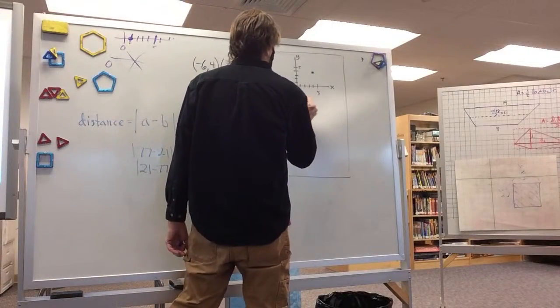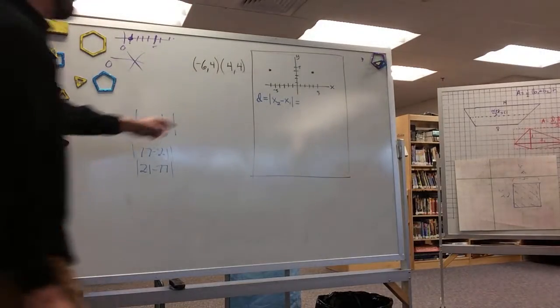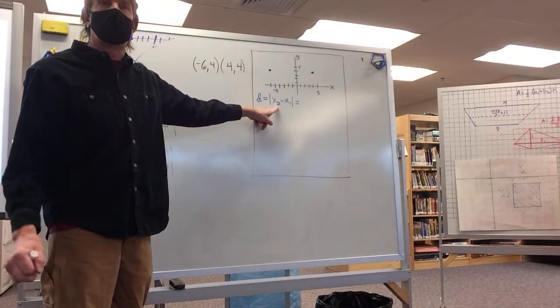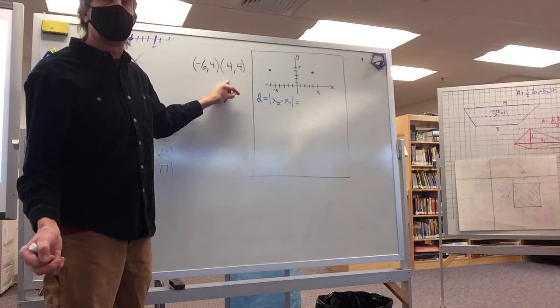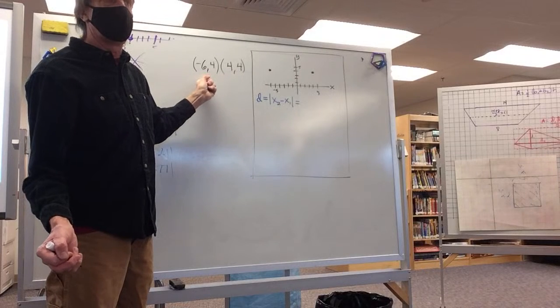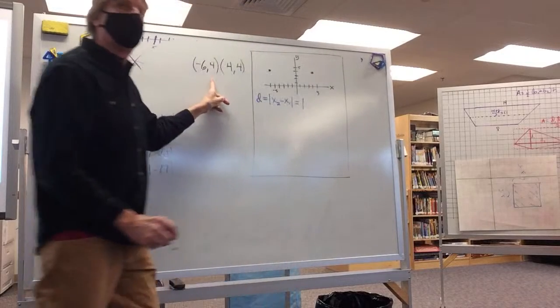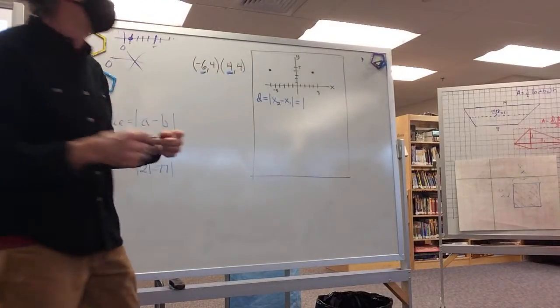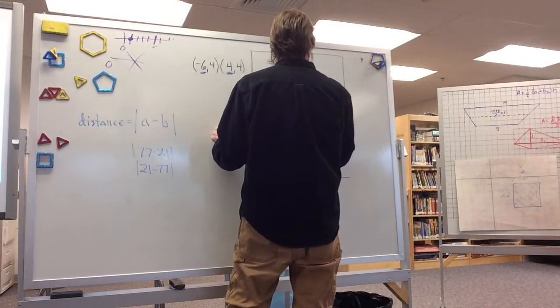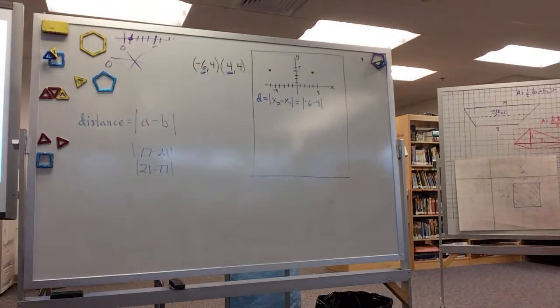So then we're going to keep writing with an equal sign and substitute the numbers in. Can you tell me one of the x values from these two ordered pairs? Negative 6? What's the other x value? 4. So this and this, these are our two x's. We're going to subtract them. So if we write this out as the absolute value, we have negative 6 subtract 4.